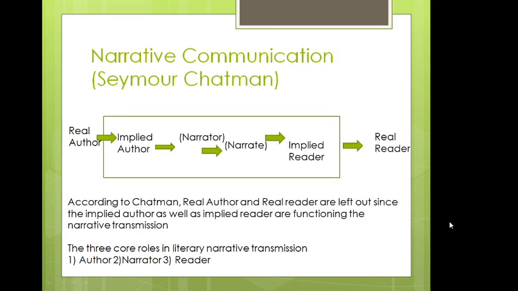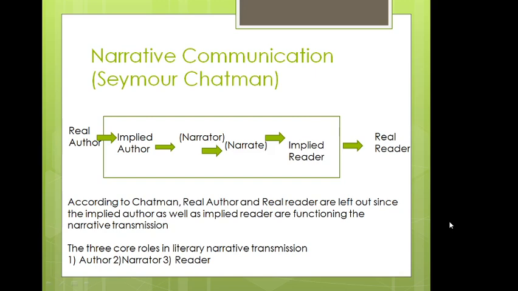Here, Seymour Chatman gives a diagram in which he explains this process of narrative communication. So this diagram was introduced by Chatman in 1978. And according to Chatman, as you see in this figure, real author and real reader is outside of this process of narrative communication. Inside the narrative communication, we see only implied author or narrator, and there will be something which is narrated and there is this implied reader.